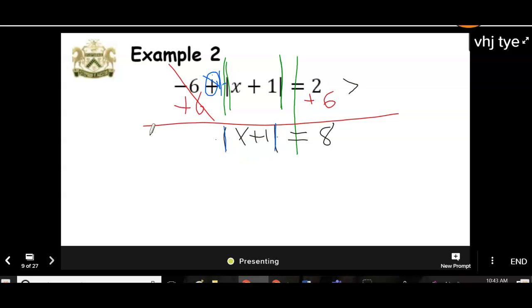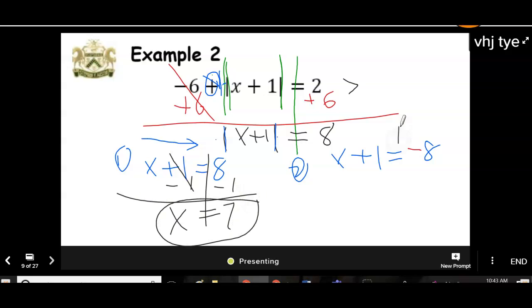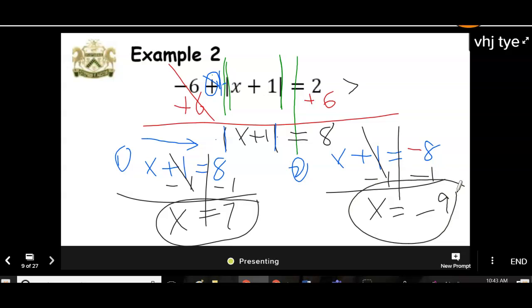So you can start turning this equation into two little equations. First one is the inside equals 8. Second one is the inside equals -8. Okay. And solve these two equations. Subtract 1. They have x equals 7. Do the same for solving the second equation and have x equals -9. And that's it.